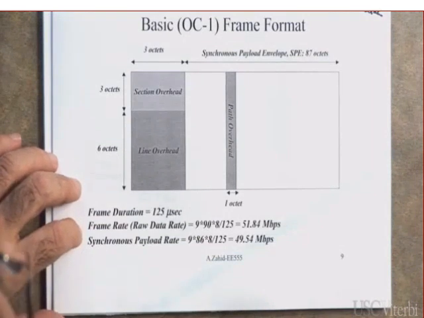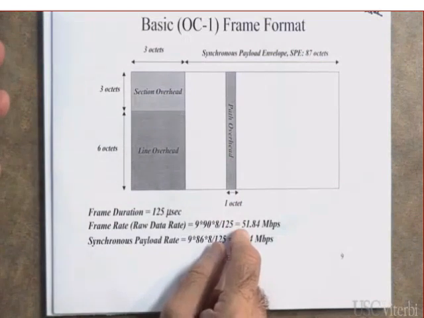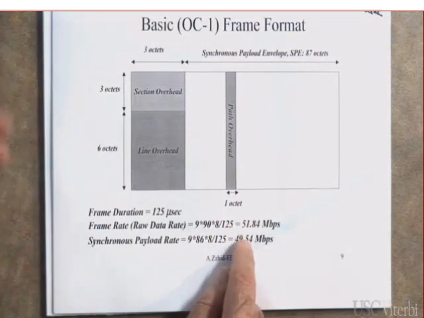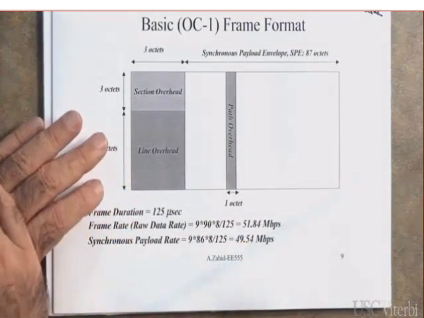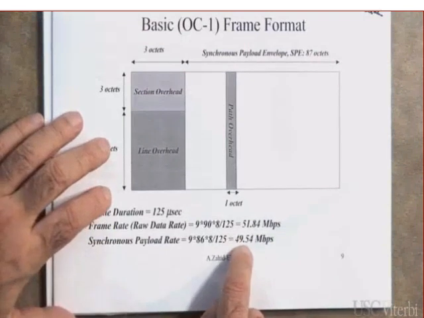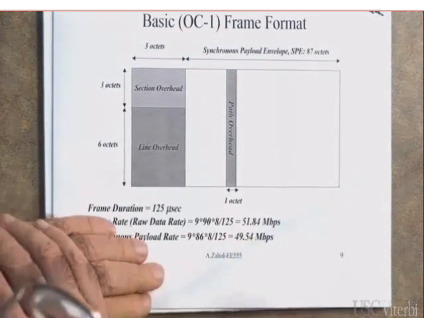Clear? So the total is what? 51.84 megabits per second, but you are only going to get out of it 49.54 megabits per second. Enough, by the way, to support a T3. A T3 is how much? 44.736 megabits per second. So this one is high.